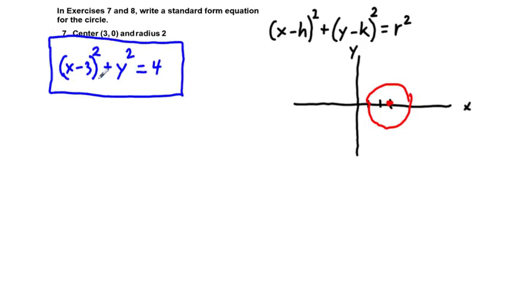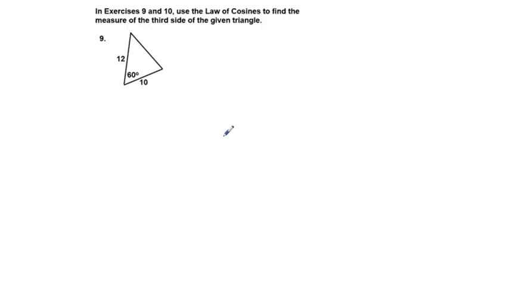And if we wanted to solve for y, we could graph this out or use a graphing calculator with conic features in it. Next on our problem, which is 9. In exercise 9 and 10, use the law of cosines to find the measure of the third side of the triangle. Well, the law of cosines, and there are 3 different versions of the law of cosines. I like to use the version that is most analogous to the Pythagorean theorem, which is a squared plus b squared equals c squared.